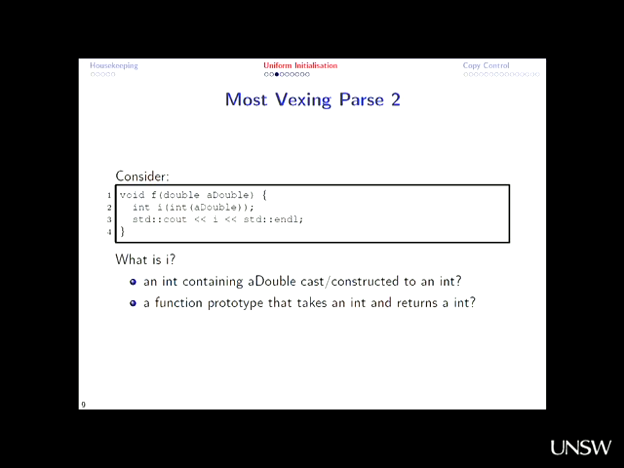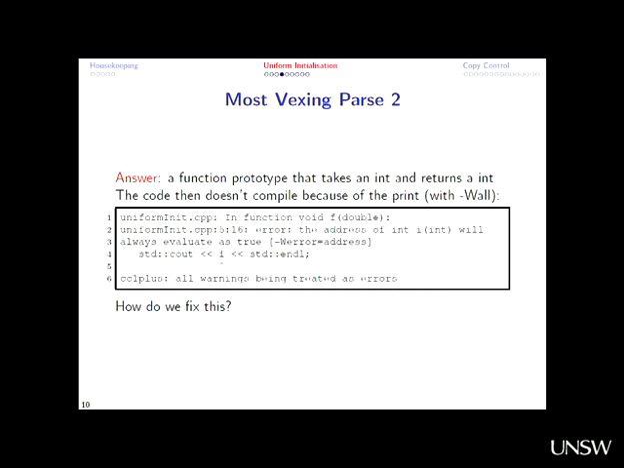What do people expect it to be? So line 2, what do you expect line 2 to be? Do you expect it to be an int, or do you expect it to be a function prototype? You expect it to be an int. Who expects it to be an int? Most people. Who expects it to be a function prototype? Who doesn't know? After what you saw last time, yeah, you've got to say it's a function prototype. But what do you expect it to be? You expect it to be an int. It's a function prototype.